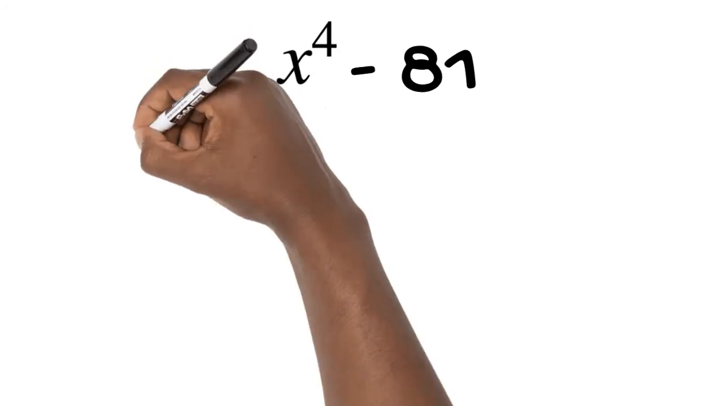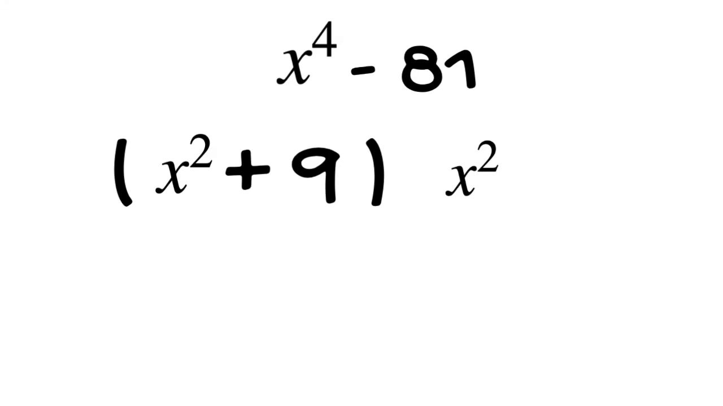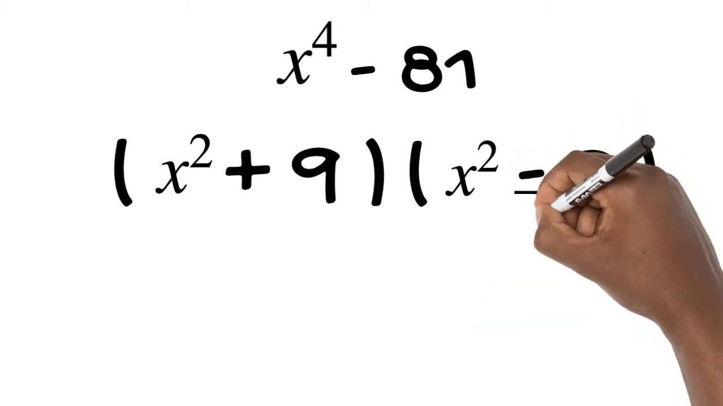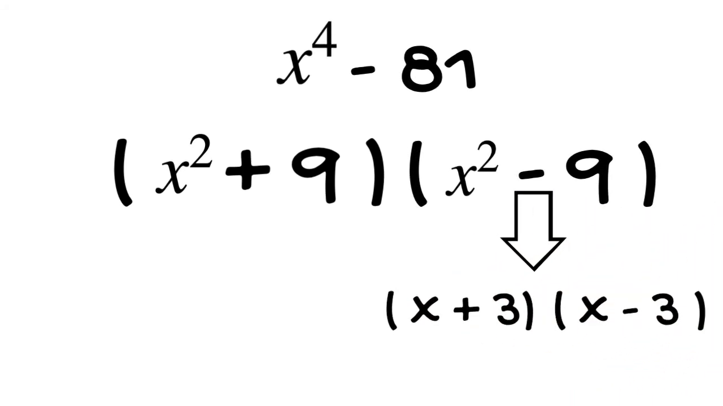So if you have x to the fourth minus 81, what's the square root of x to the fourth? Well, it's x squared, right? Because x squared times x squared gives you x to the fourth. So we're going to say x squared plus 9 times x squared minus 9. But check this out. We have a second difference of two squares. So we can break that x squared minus 9 down to be x plus 3, x minus 3. So the total answer to this problem, completely broken down, is x squared plus 9 times x plus 3 times x minus 3.